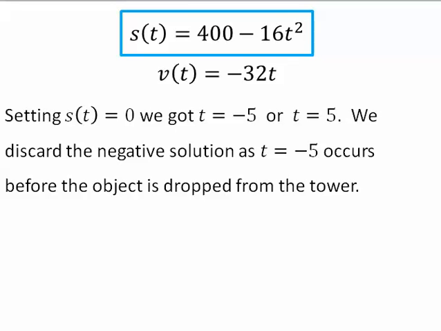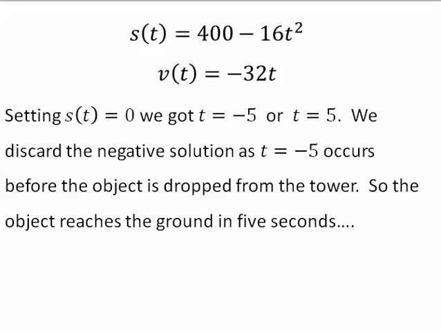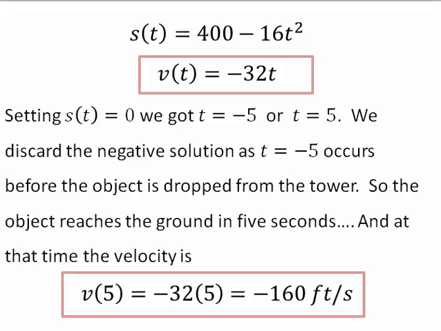We discard the negative solution as t equals negative 5 occurs before the object is dropped from the tower, and for this problem has no meaning. So the object reaches the ground in 5 seconds. And what is the velocity in 5 seconds? At that time, the velocity is negative 32 times 5, or negative 160 feet per second.